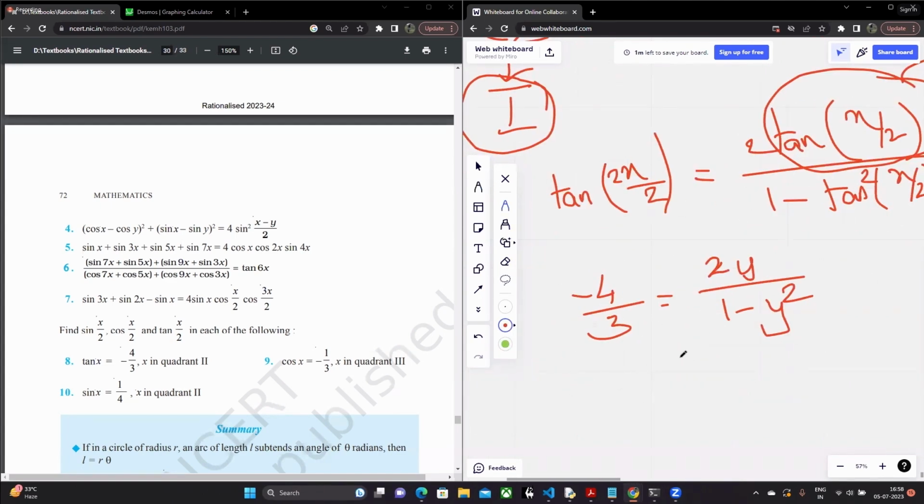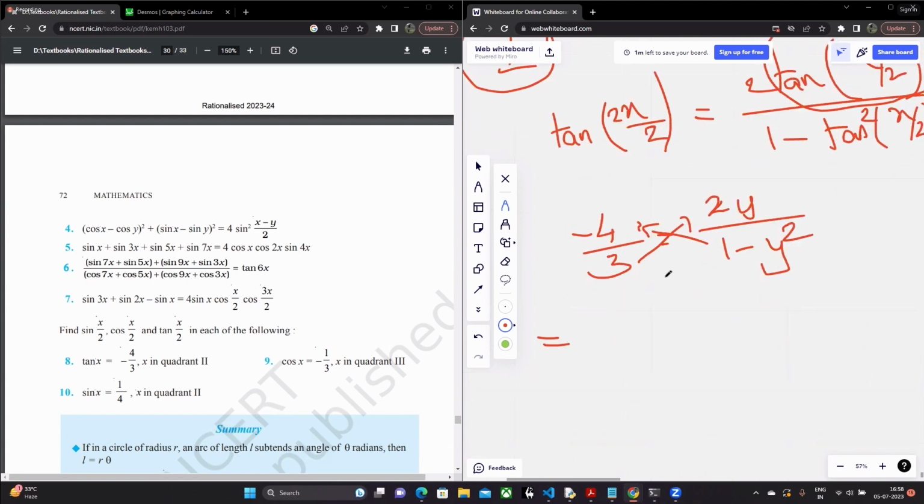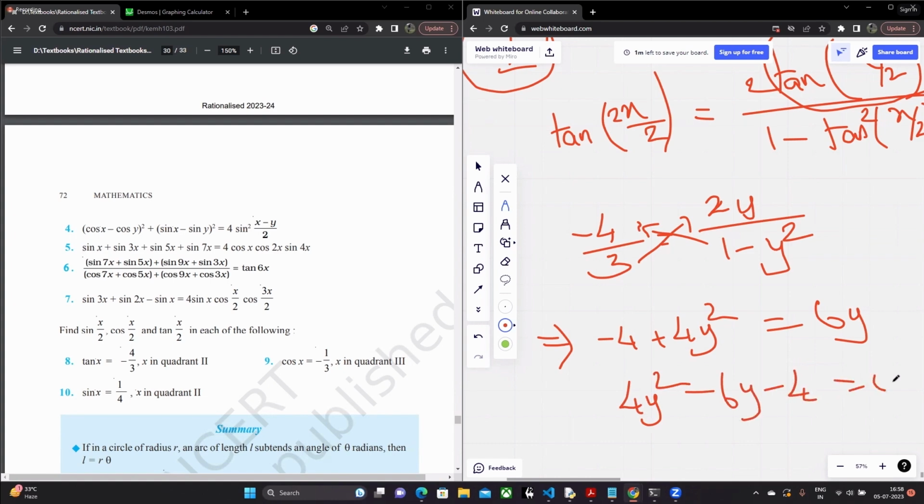So keeping nothing in the denominator, taking this here, I just cross multiply. This means that minus 4 plus 4y squared is equal to 6y, or 4y squared minus 6y minus 4 is going to be equal to 0.